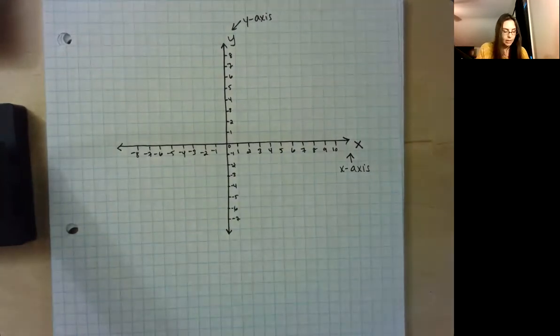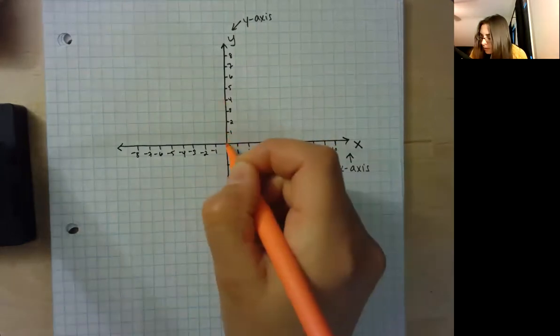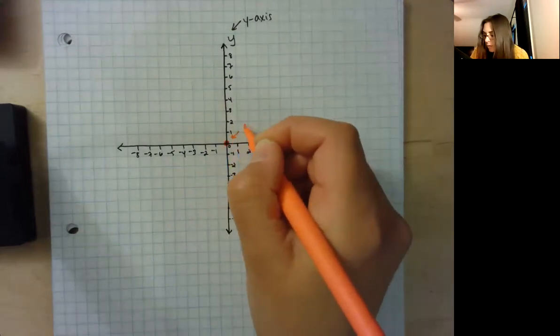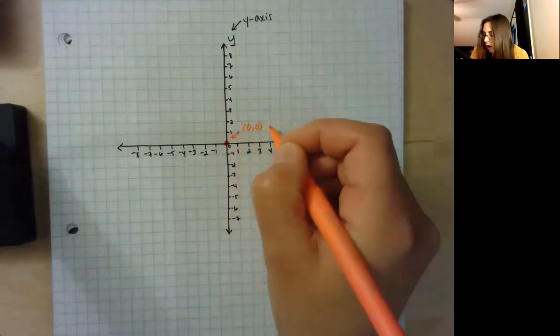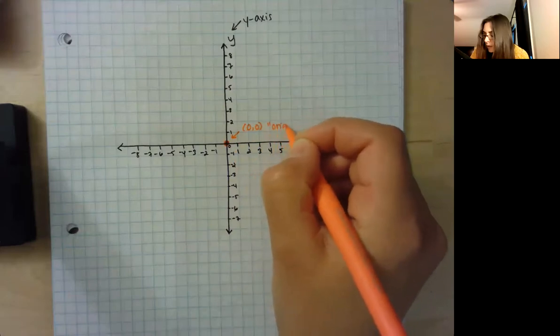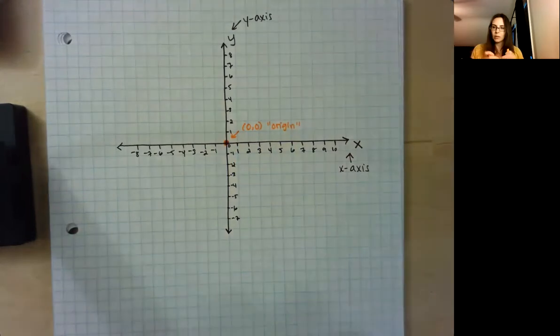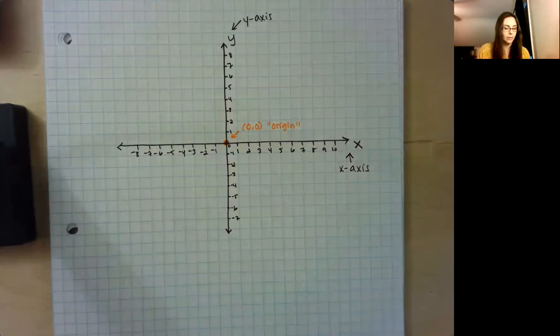So this point here, I'm going to use a different color, right in the center. That point is the point (0, 0), and we call it the origin. If you think about the word origin, it's usually your starting point, right? So (0, 0) is sort of our starting point, where the positives come out to the right and up and the negatives come out to the left and down from there. That is called your origin.